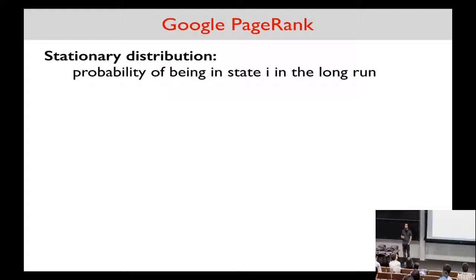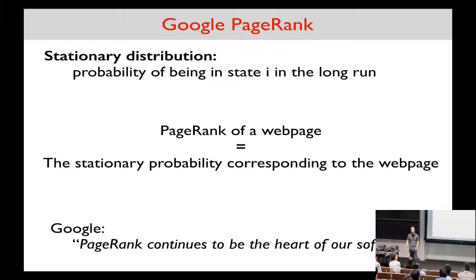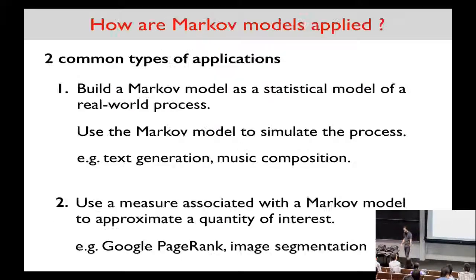And from that Markov chain, you can say, okay, what's the stationary distribution? What's the probability of being in web page I in the long run? And that's exactly going to be the reputation of the web page. So the PageRank, or the reputation of a web page, is the probability that in the long run a random web surfer ends up in that web page. And as I said, Google says PageRank continues to be at the heart of the software, even though they use much more sophisticated tools right now.